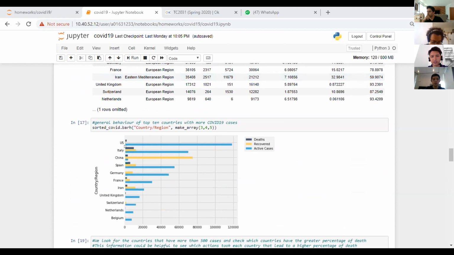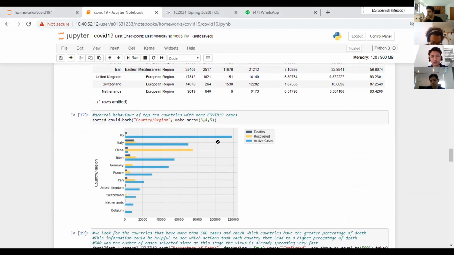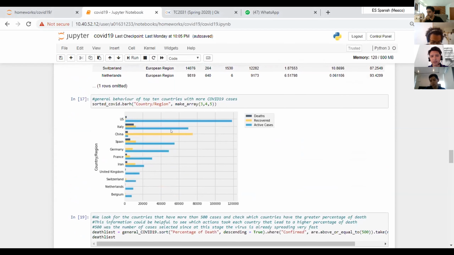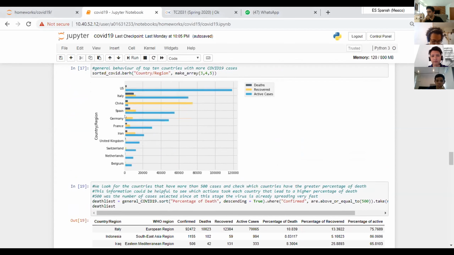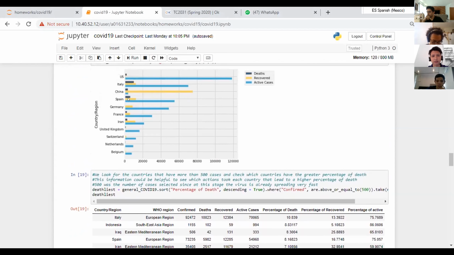I sorted to see which are the top 10 countries. As we can see, for example, the US is the country with the most confirmed cases, but with more active cases too. And China, the first country that was infected, is right now practically all recovered. There are a few active cases, but not as many as Spain or Italy.